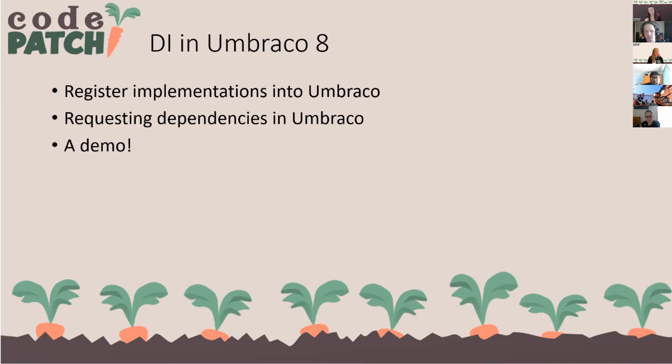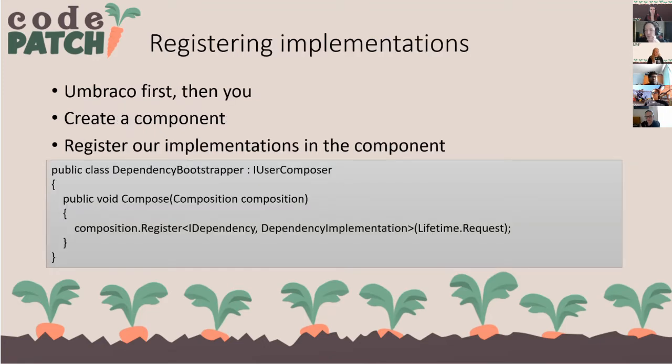Let's move on to dependency injection in Umbraco 8. So to use what is present in Umbraco 8, we usually need to do two things. One, we need to register our implementation into the existing container in Umbraco, and then at any point in the Umbraco flow, so for example, in a surface controller or in our MVC controller or wherever, we need to define that we need a certain dependency. So how do we register our implementation?